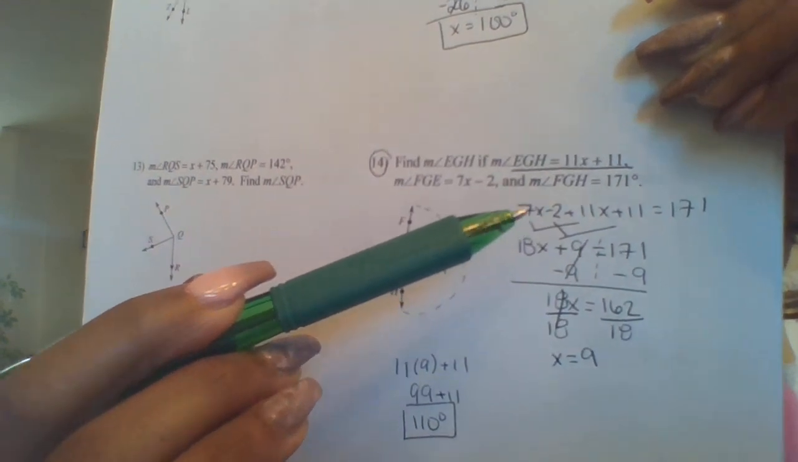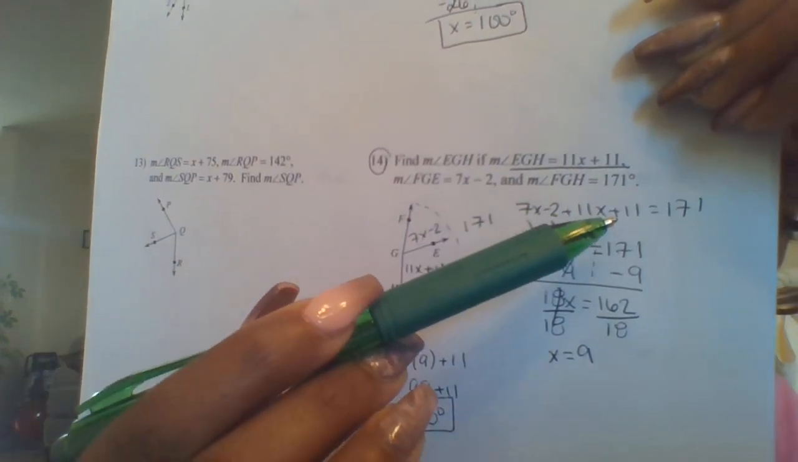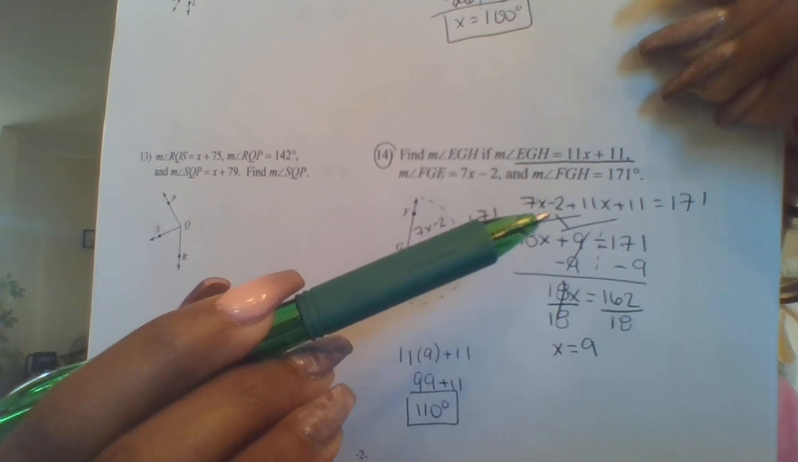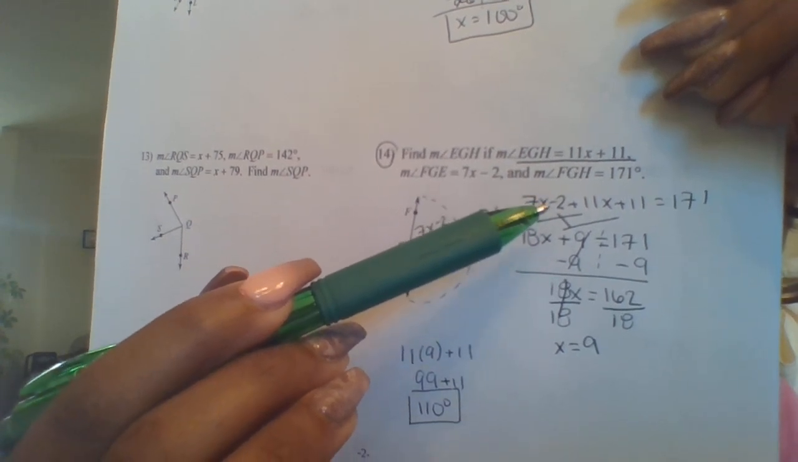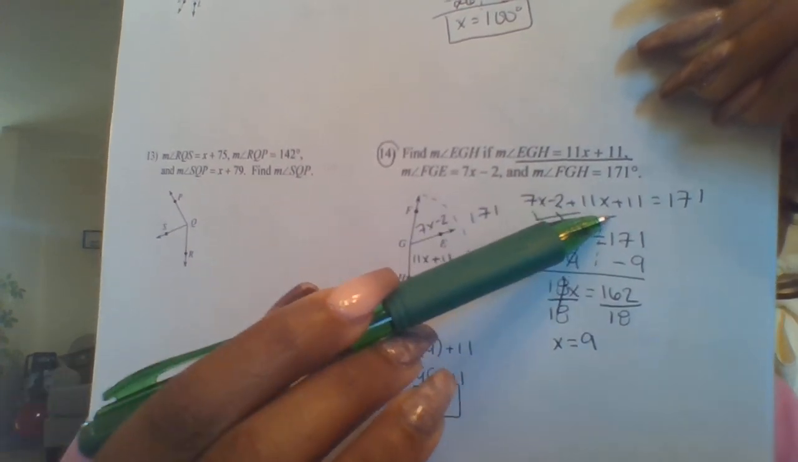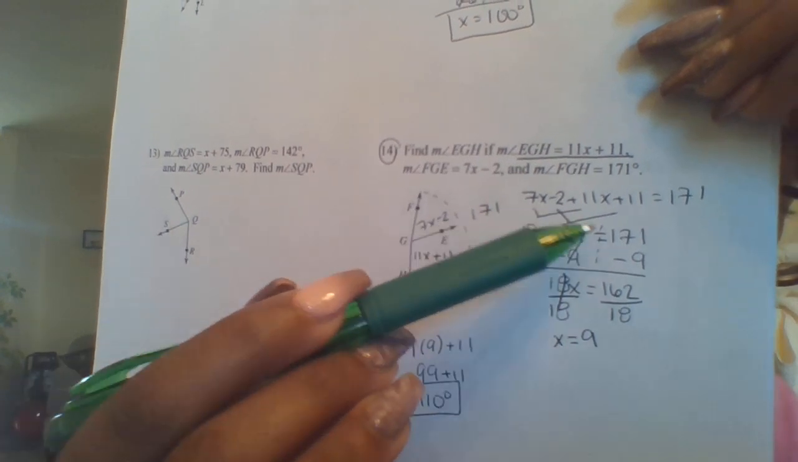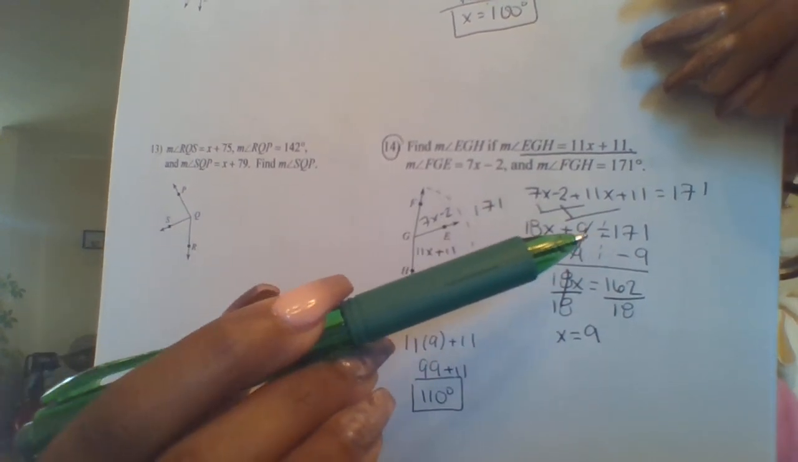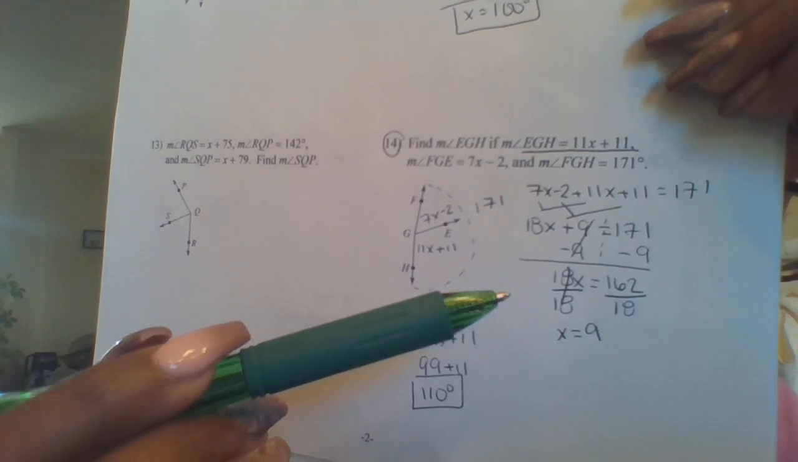We then want to combine our constants, negative 2 plus 11. So negative 2, again, this is negative because the subtraction sign makes this term negative. Negative 2 plus 11 gets us 9. So on the left side, we are left with 18x plus 9 equals 171.